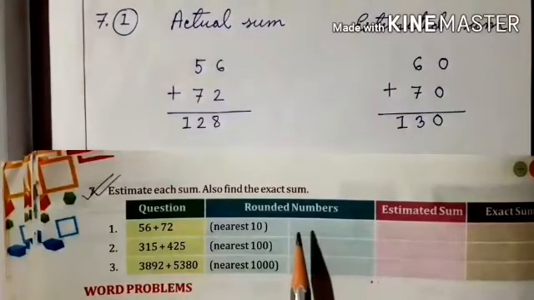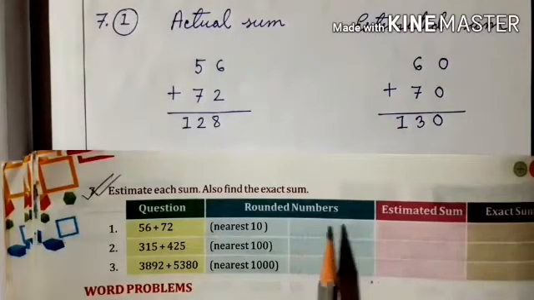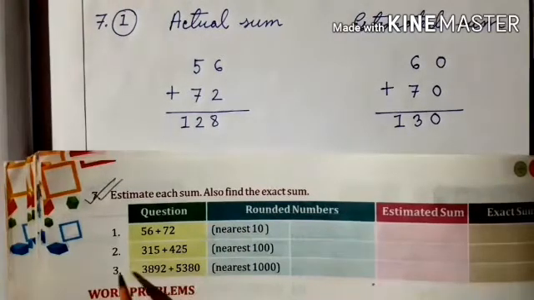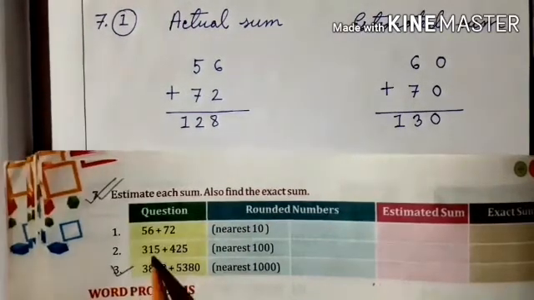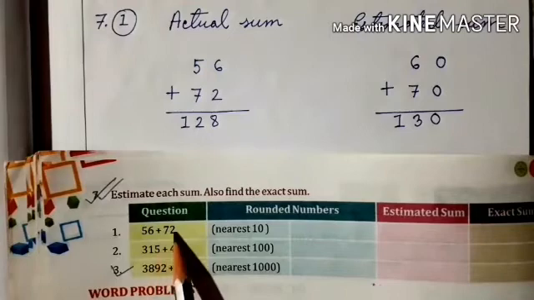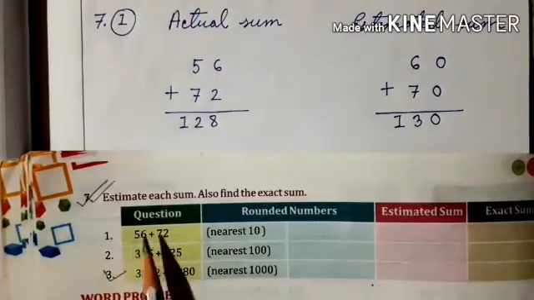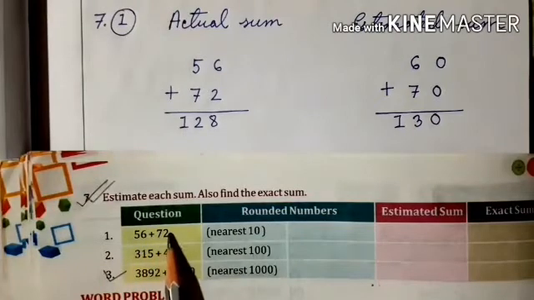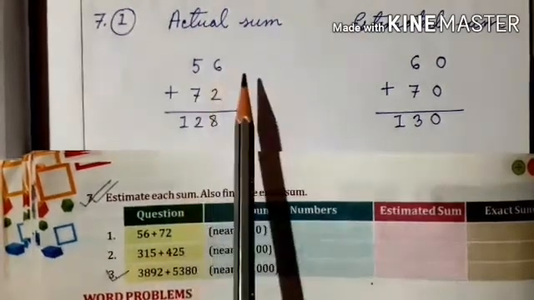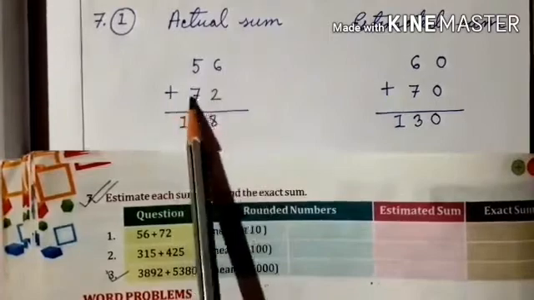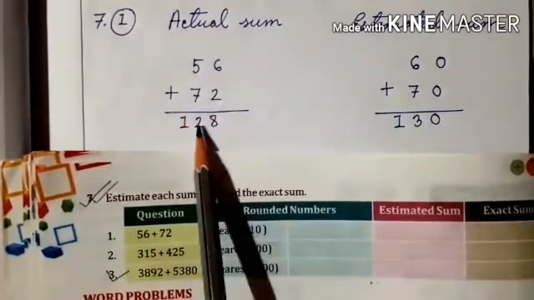Students, I have already shown how to round off to the nearest 1000, right? So practice this number 3 at your home, okay? Now I am showing how to round off to the nearest 10 and 100, okay? So look at number 1, 56 plus 72. The actual sum of these numbers, 56 plus 72, equals 128.